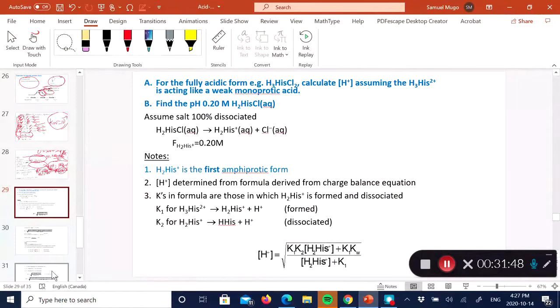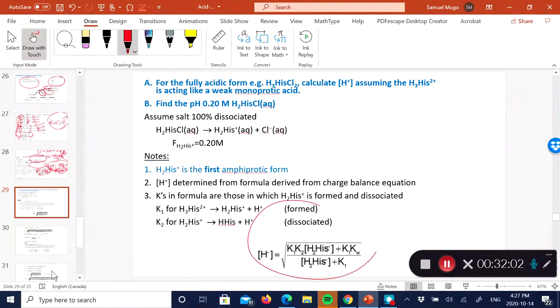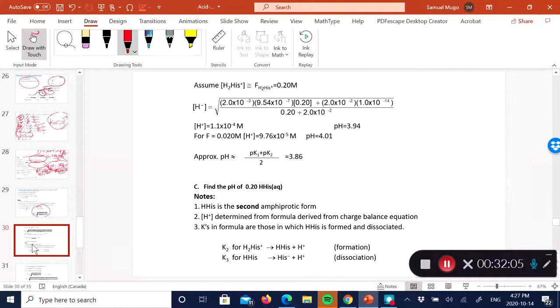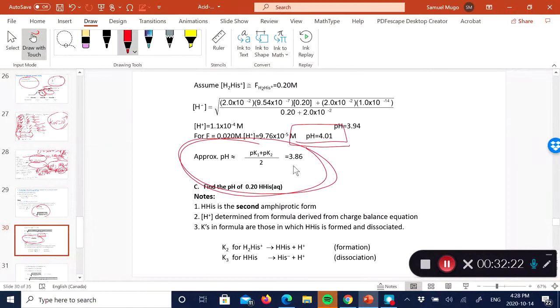So I hope that's fairly clear, and I think I've talked about this. If H2 histidine is an amphiprotic species, you just use this relationship. You just use that relationship. And you're going to get the pH, if you use the concentration, the pH is equal to 4.01. But if you assumed concentration independence and just average the pKa1 and pKa2, you can see what you get is 3.86, which is very similar really to the pH of 4 that you got if you used the concentration. So you can see it's a close approximation. They are close enough.